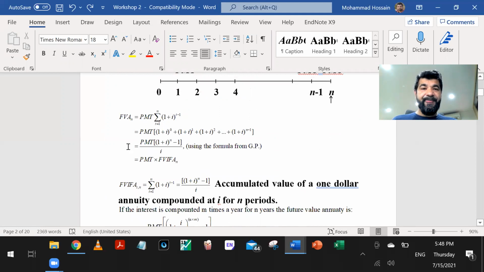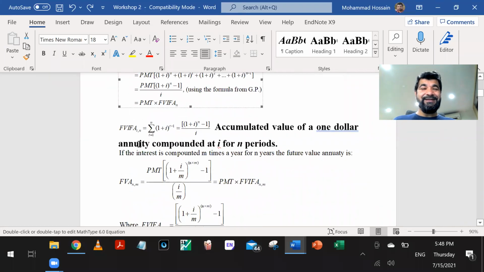So here, another thing you can see is the payment multiplied by FVIFA. What does it mean? FVIFA means future value interest factor annuity. That's what they mean here. So the future value interest factor annuity is equal to this. This is the formula.